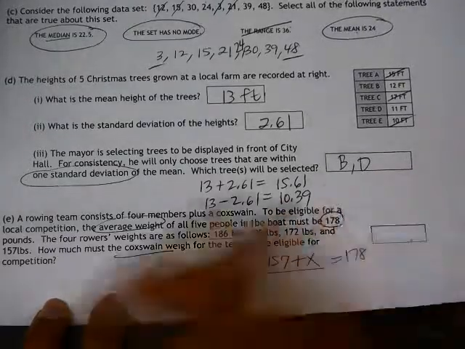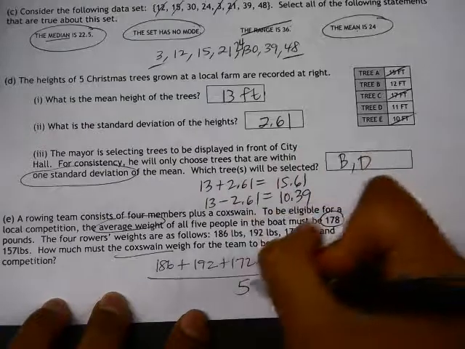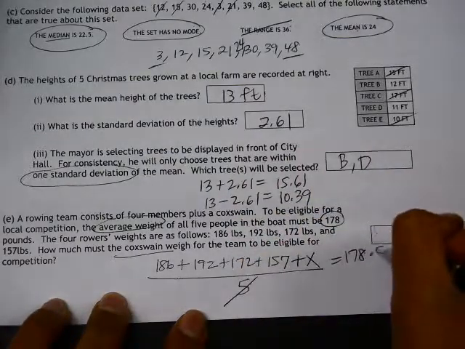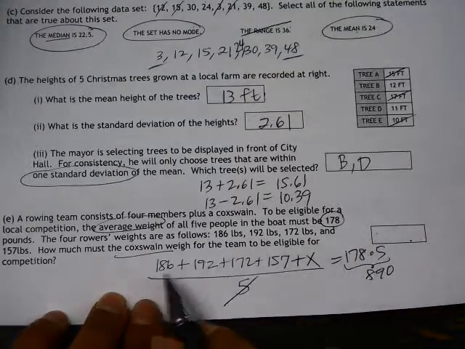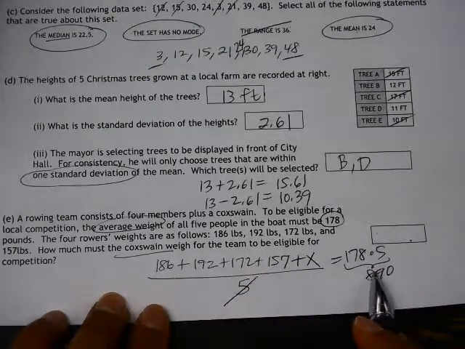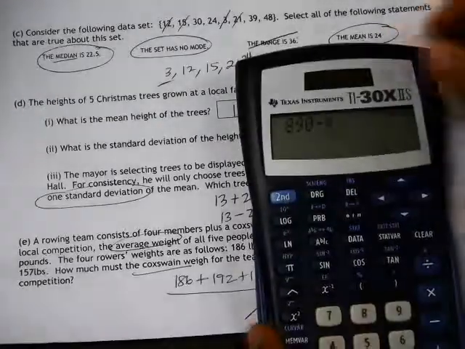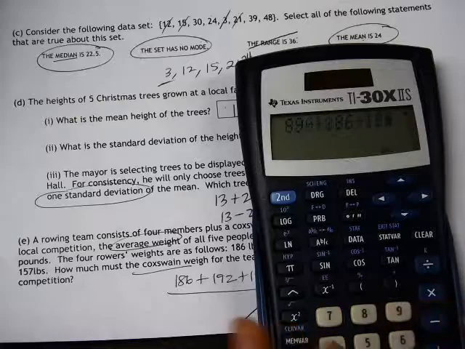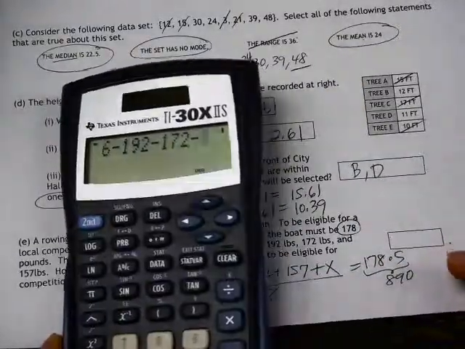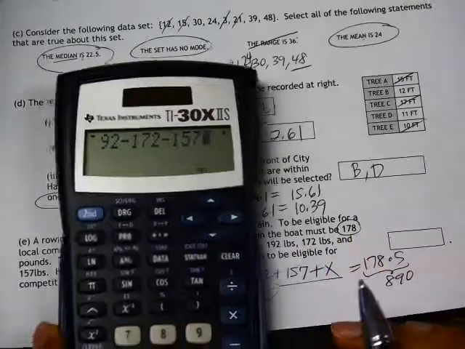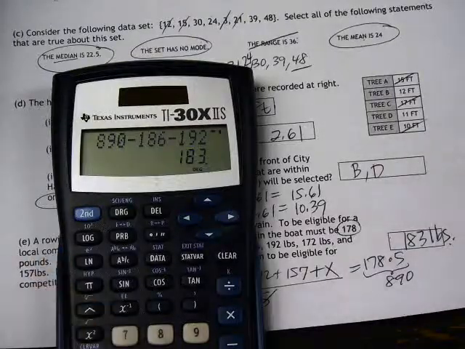So multiply both sides by 5. So this would be all of this equals, if you multiply this by 5, this is 890. And then if you subtract all of this from 890, you should get your answer. So 890 minus 186 minus 192 minus 172 minus 157 will give you a weight of 183 pounds.